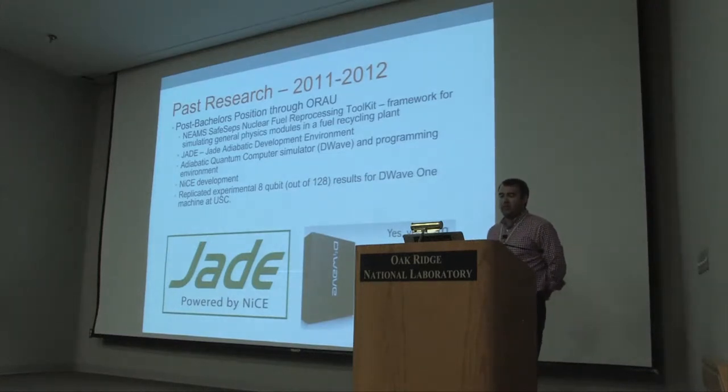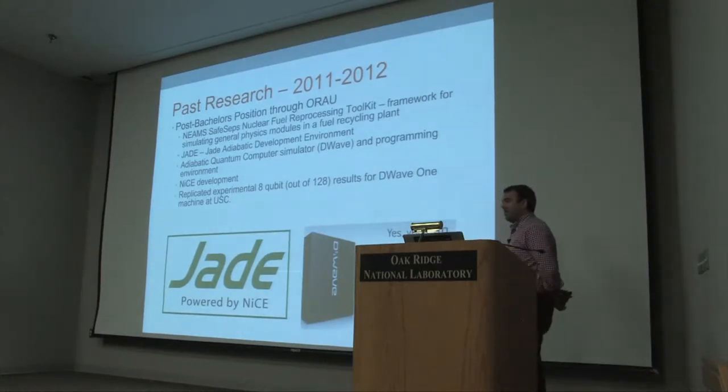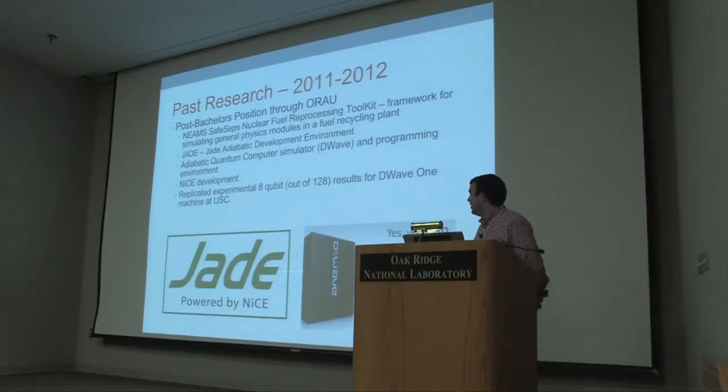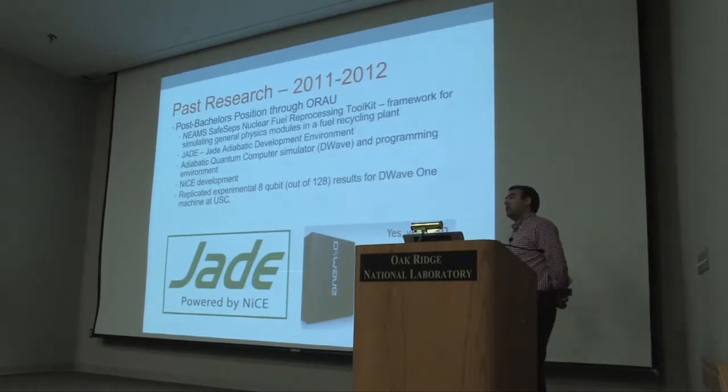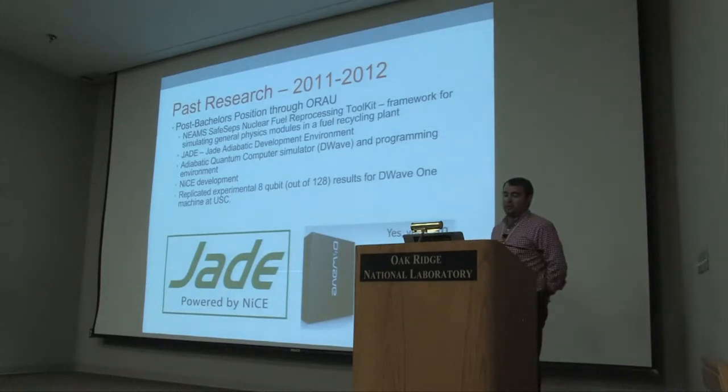Jade actually provided sort of a programming workbench for adiabatic quantum computing. So if you've heard of the D-Wave machine out of Canada, NASA, Google bought one, Lockheed's bought one, a couple other people bought one. They're $15 million a pop, but it helps very much with things like machine learning, protein folding, and things like that. We'll talk about it more in a little bit. But that's what I worked on during my post-bachelor's position.